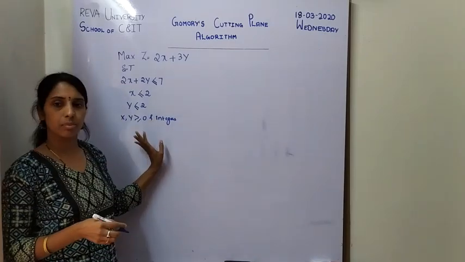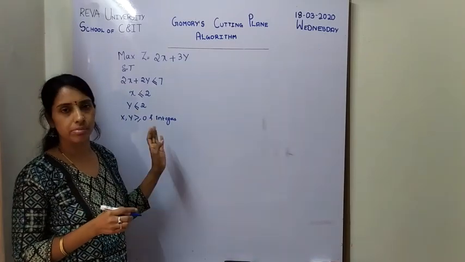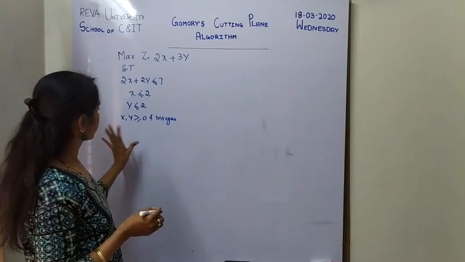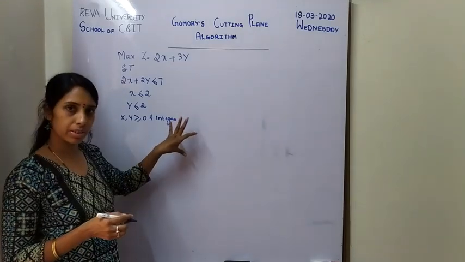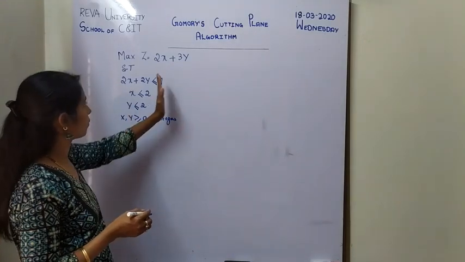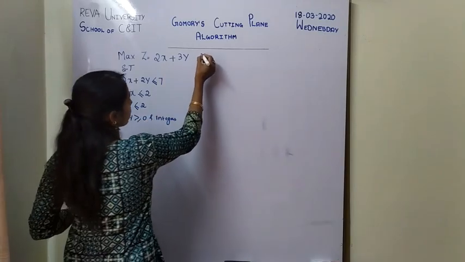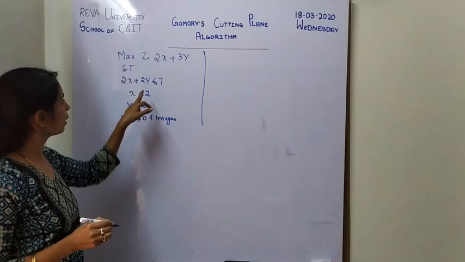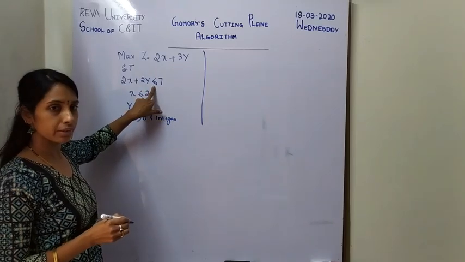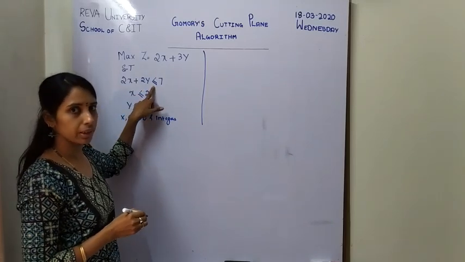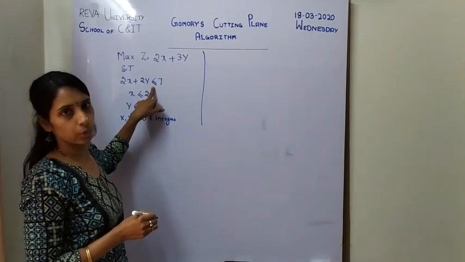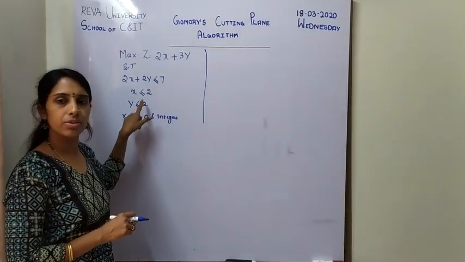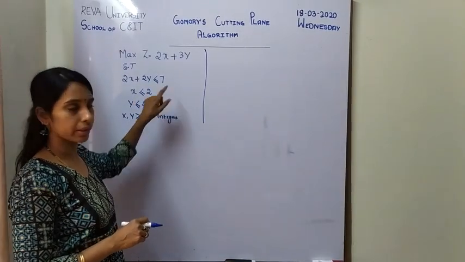To solve this problem, I have to apply the normal simplex method. How will you solve it? First you have to convert this into the standard form. How will you convert? If the constraint is less than or equal, you have to add a slack variable.